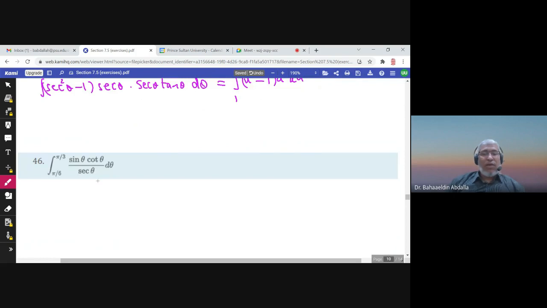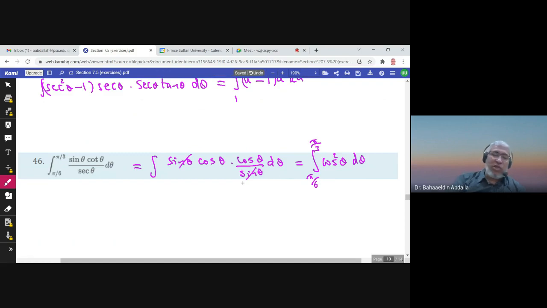Well, here, let me simplify. So I have sine theta, and 1 over secant is cosine theta, and cotan is cosine theta over sine theta. So it is just cosine squared. And cosine squared, you write as (1 plus cosine 2 theta) over 2, and you continue easily.